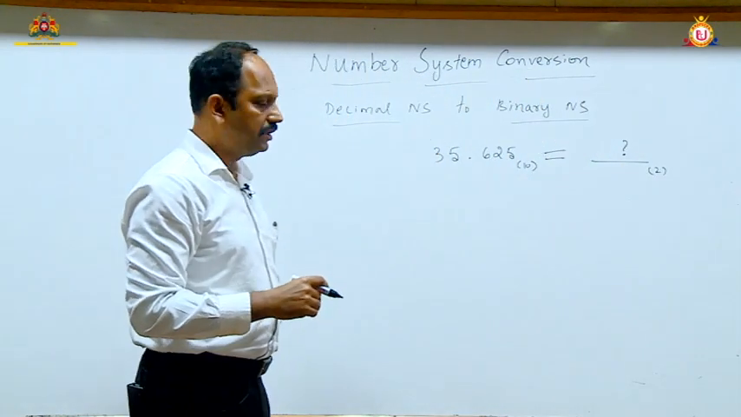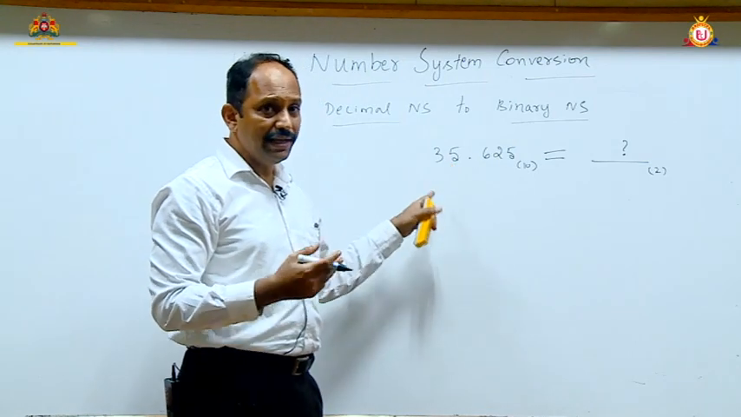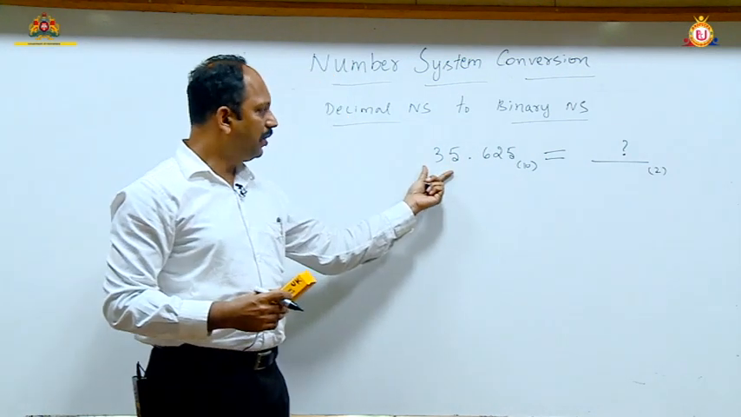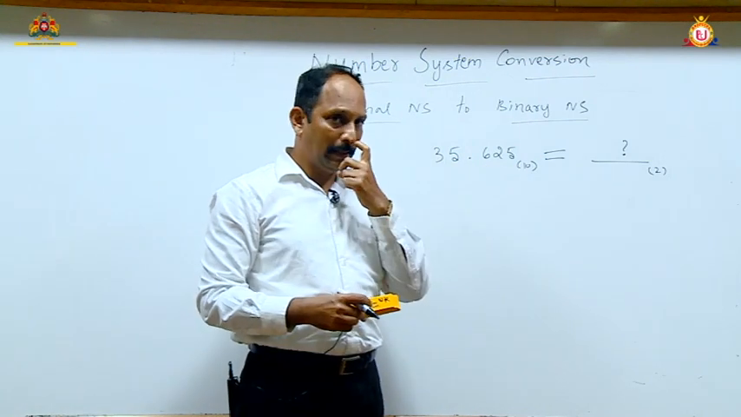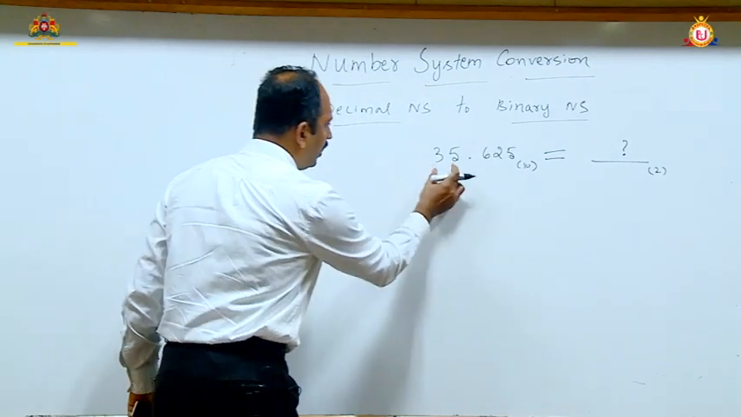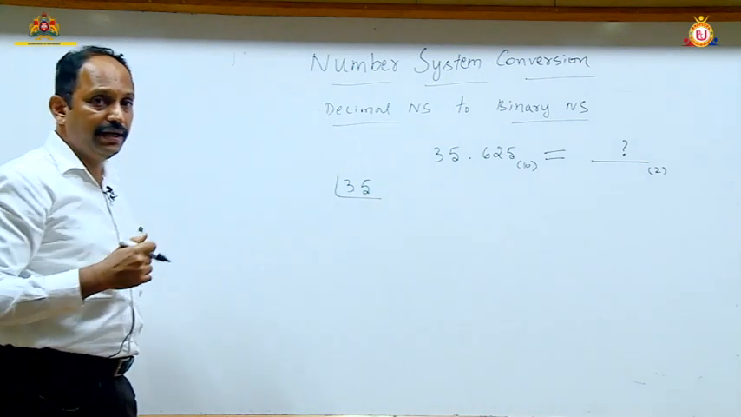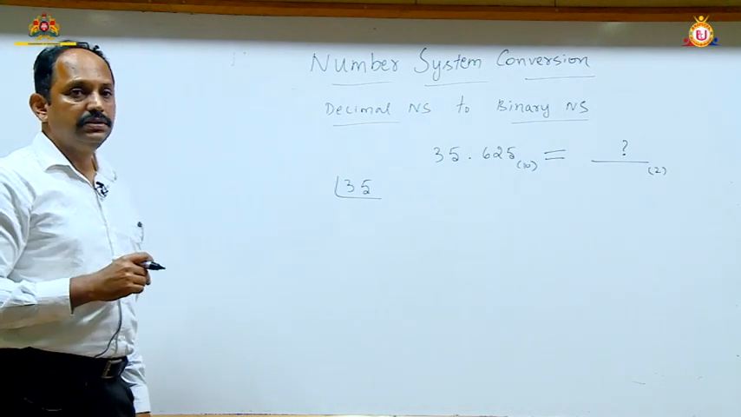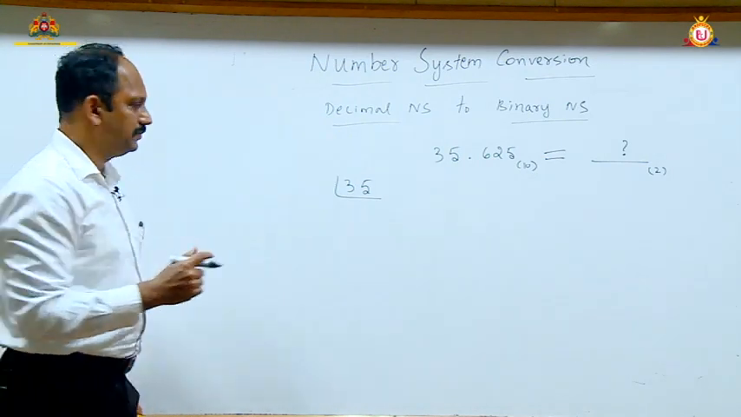Let us convert. But here in this example, there are two parts of the number. This is a real number. There is an integral part and there is a fraction part. The integral part follows one rule, the fraction part follows another rule. Let us do it separately. So, the integral part 35 is taken and let us again divide it by 2 continuously until the quotient remains 0 or lesser than the base of the binary number system.